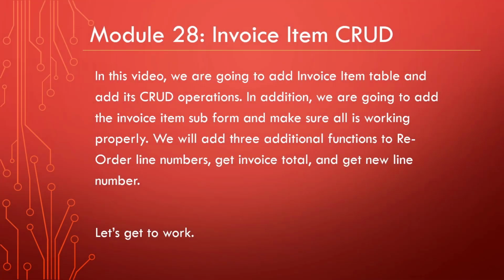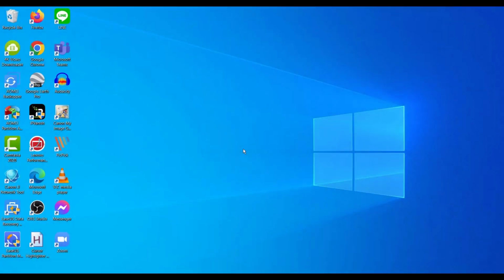In this video, we are going to add invoice item table and its CRUD operations. We are also going to add the subform for this item and make sure that all is working properly. We will need 3 additional functions to work with these invoice items, namely the line number, the invoice total, and the reordering line number in case we delete an item. Let's get going.